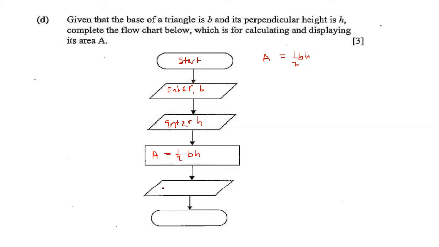Then here is our output. What are you trying to find? So here you are trying to find the output area. So here you're just going to write output area, because that is what you're trying to find. Then in here you finally write stop. So when you reach here, you're going to stop.